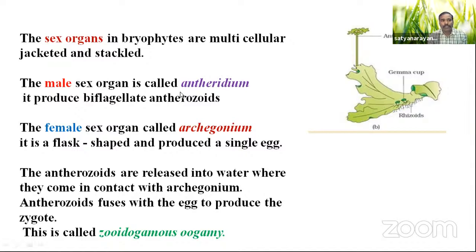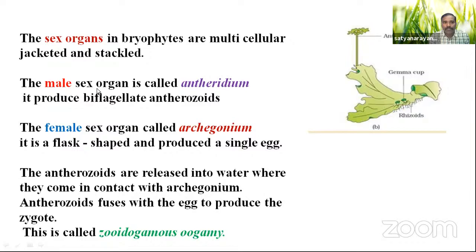And what are the sex organs? The male sex organ is called antheridium. So this is the antheridium, the Marchantia antheridium. The antheridium and archegonium, the sex organs, are produced at the tip of the thallus. Here it is called antheridiophore. It is a stalk-like structure and it bears the antheridium. Here you can see the antheridium.